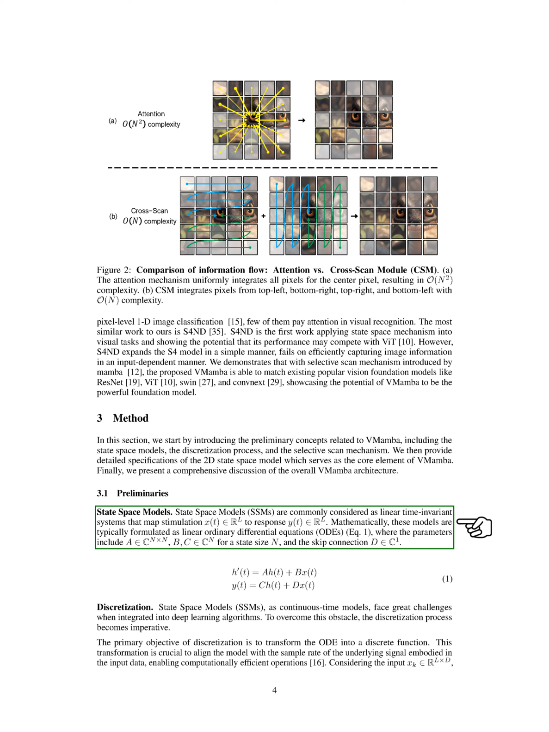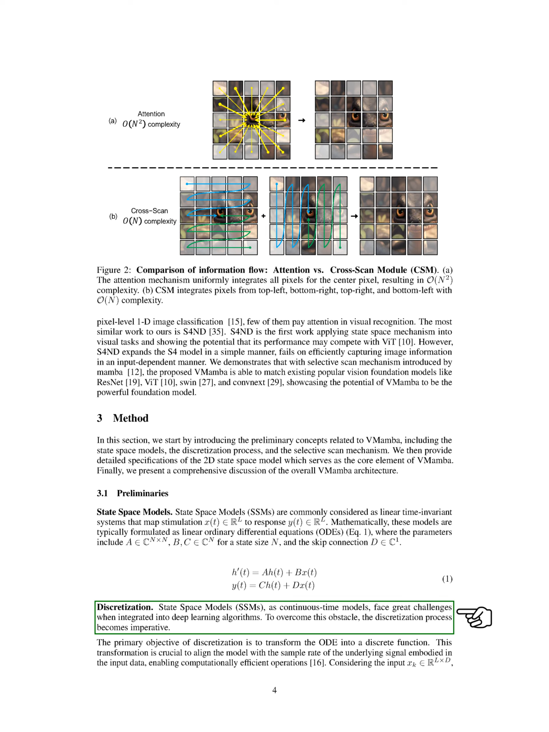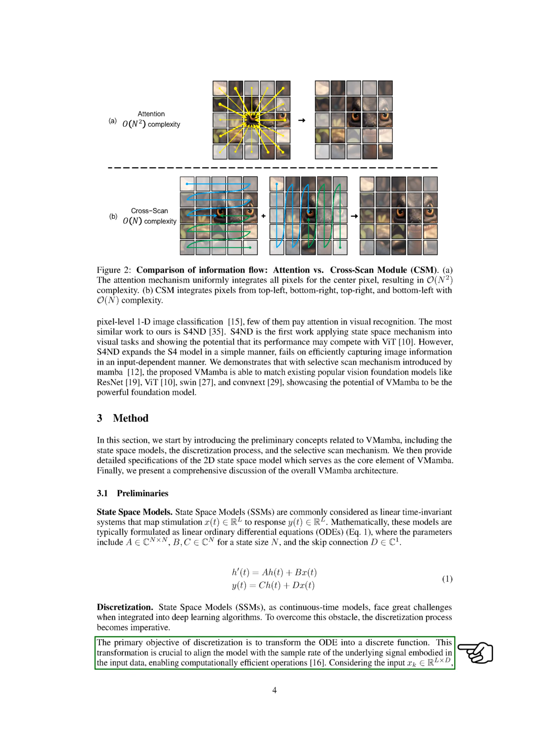State space models, often abbreviated as SSMs, are typically seen as systems that remain constant over time and map an input to an output. These models are usually expressed as linear ordinary differential equations, with parameters that include a state size and a skip connection. SSMs, being continuous time models, can be challenging to integrate into deep learning algorithms. To overcome this, we use a process called discretization. The main goal of discretization is to convert the continuous ordinary differential equation into a discrete function. This conversion is important because it aligns the model with the sample rate of the signal in the input data, making computations more efficient.